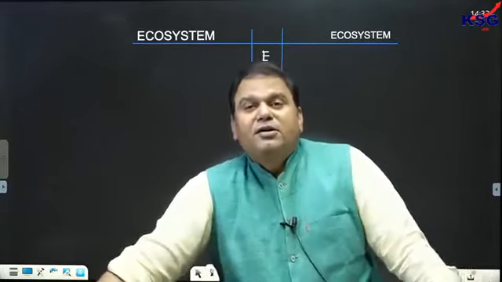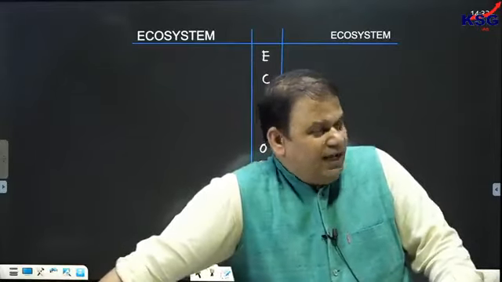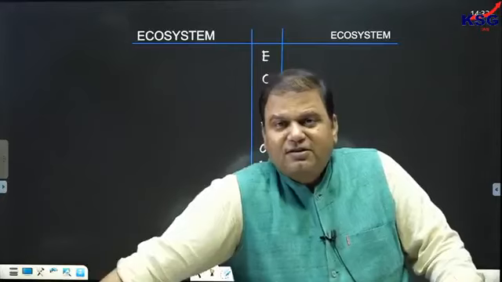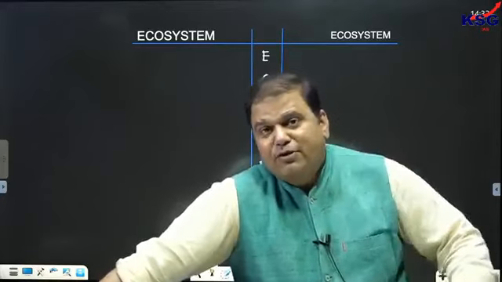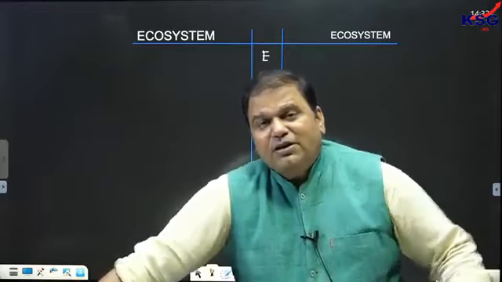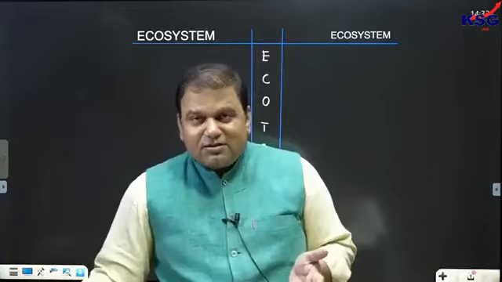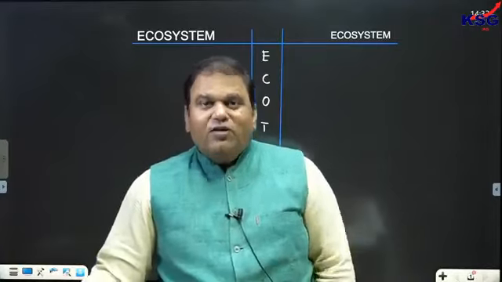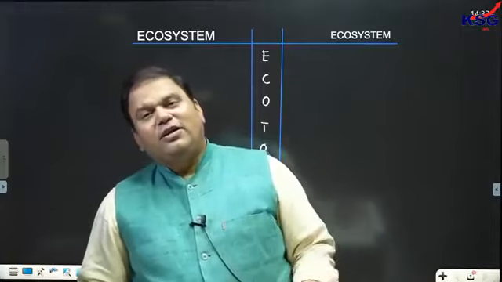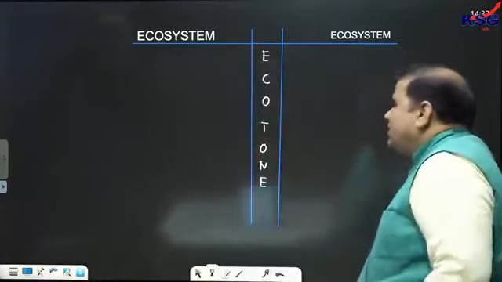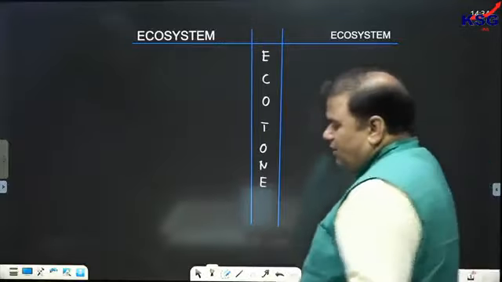Clear? For example, the elephant can be called an edge species, as the mammoth is no longer there. So they are the only surviving member of their genus on the planet Earth. But it does not have anything to do with the edge effect. Clear? So we cannot link edge species with the edge effect. Clear? Right, write down.